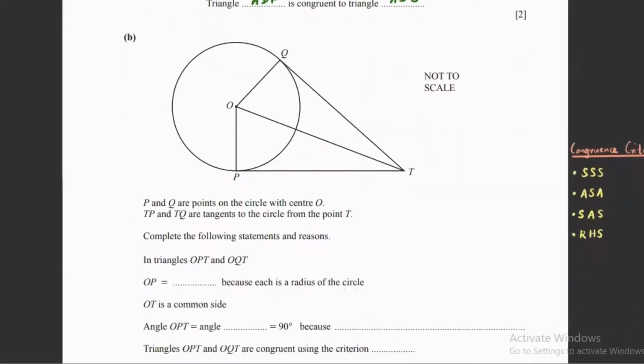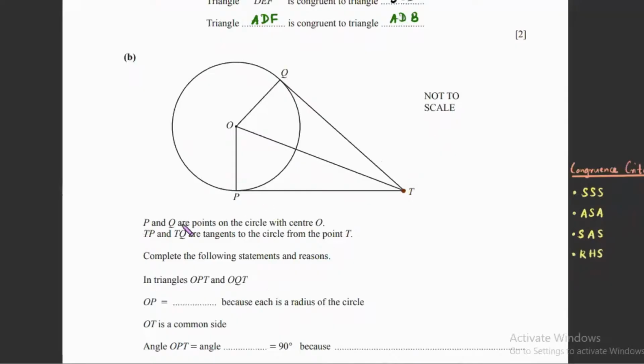In the next part, P and Q are points on the circle with center O. So therefore, we know that these 2 will be the radii of the same circle. So definitely they will be equal. TP and TQ are tangent to the circle from point T. So that is how it's given. This is point T. And then the next one is to complete the information based on the diagram given.